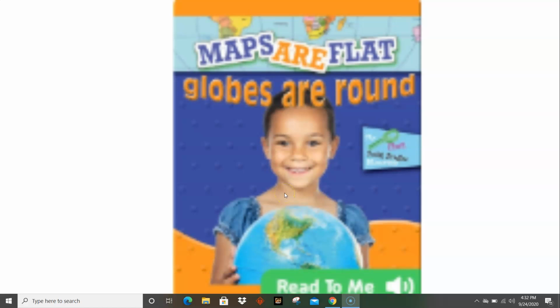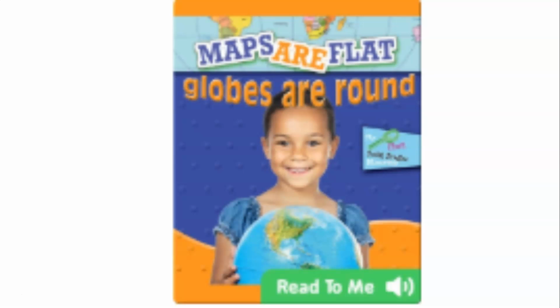All right, guys, we're going to read a very exciting book called Maps Are Flat and Globes Are Round because for the next 2 weeks, we're going to be talking about our Earth and we're going to be learning about the continents that are on our Earth and the oceans, but we're also going to be learning about how we can see those things. And we use maps and globes to help us see things that are on our globe or in our Earth.